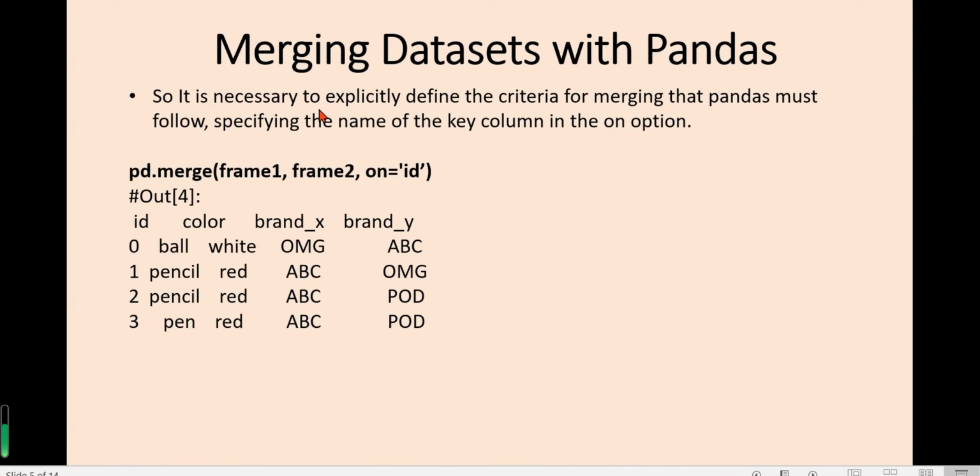So it is necessary to explicitly define the criteria for merging that Pandas must follow. Specify the name of the key column in the on option. So we write pd.merge frame 1 frame 2 on, and here we write ID. The result will be a data frame with ID, and the ID is ball, color with white, red, and the brand X, brand Y coming from the two data frames.